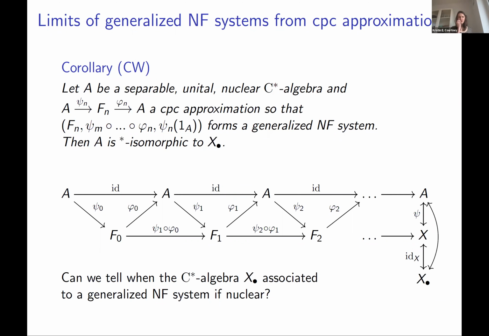So now the next natural question is, okay, in general, if we didn't know that our inductive limit came from a completely positive approximation, could we tell that it came from a completely positive approximation? Can we tell when the C-star algebra X bullet associated to a generalized NF system is nuclear?